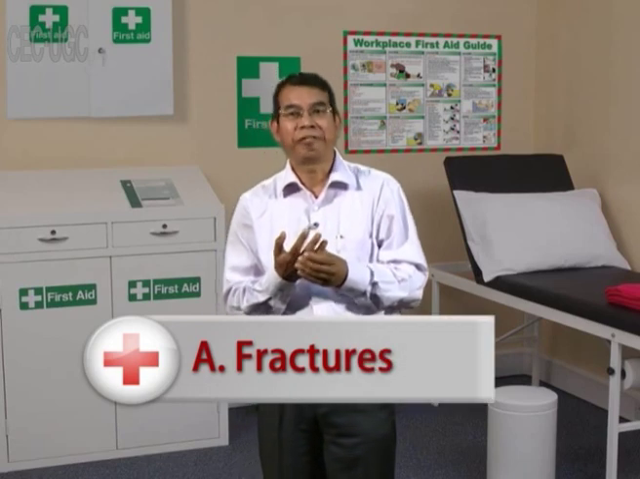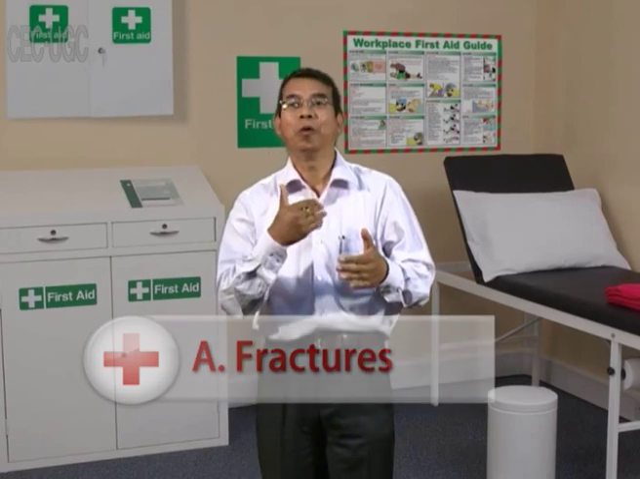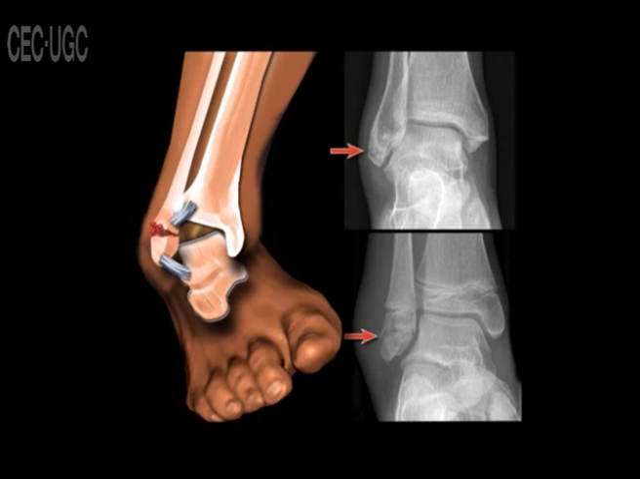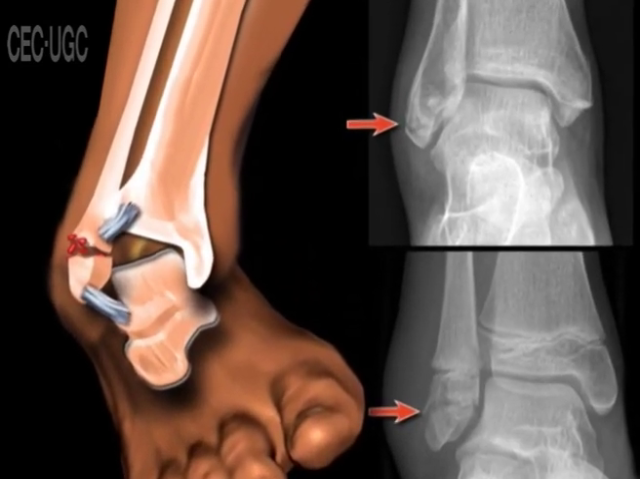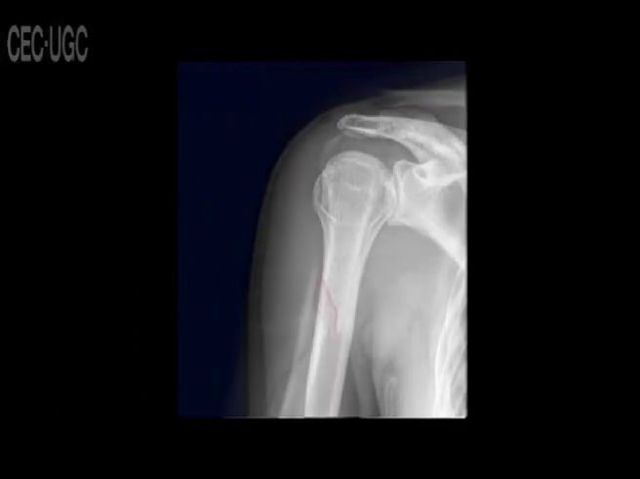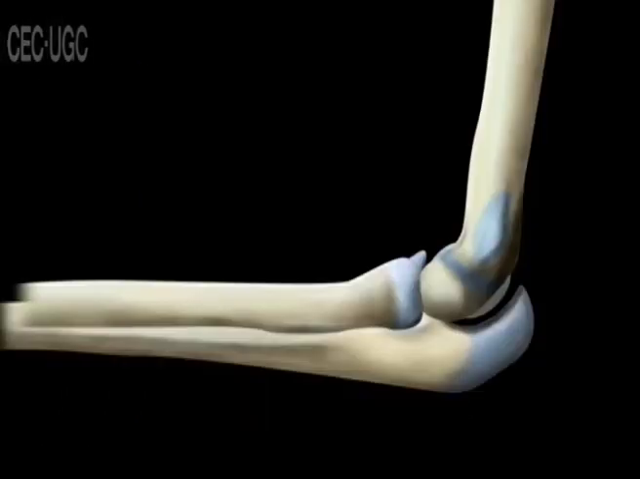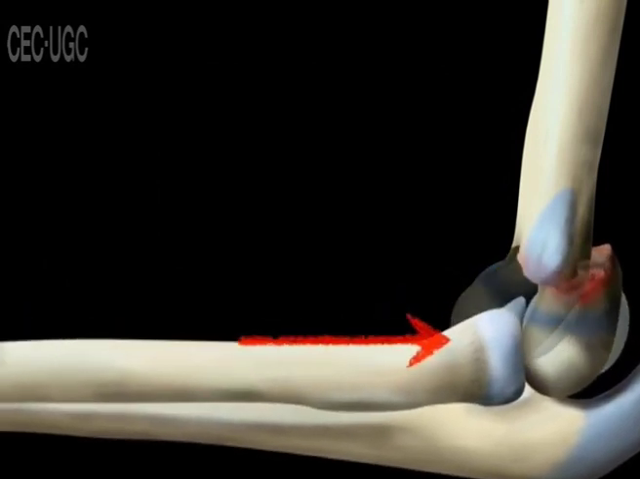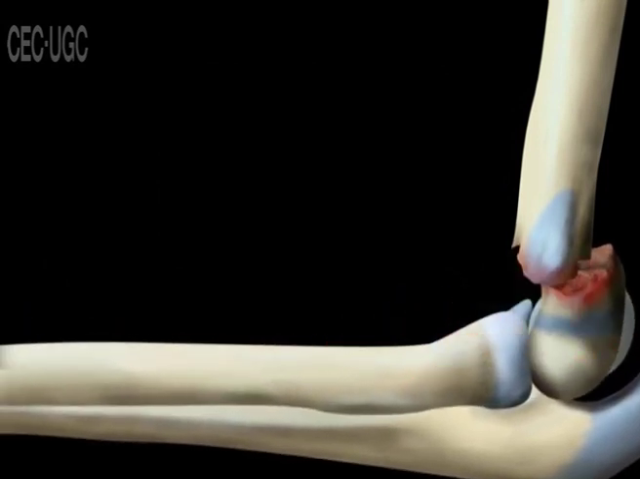Number A, fractures. A fracture is a partial or complete bend, crack, or breakage of a bone caused by a direct or indirect force to the bone. When a direct force is applied, the bone breaks at the point of application of the force.